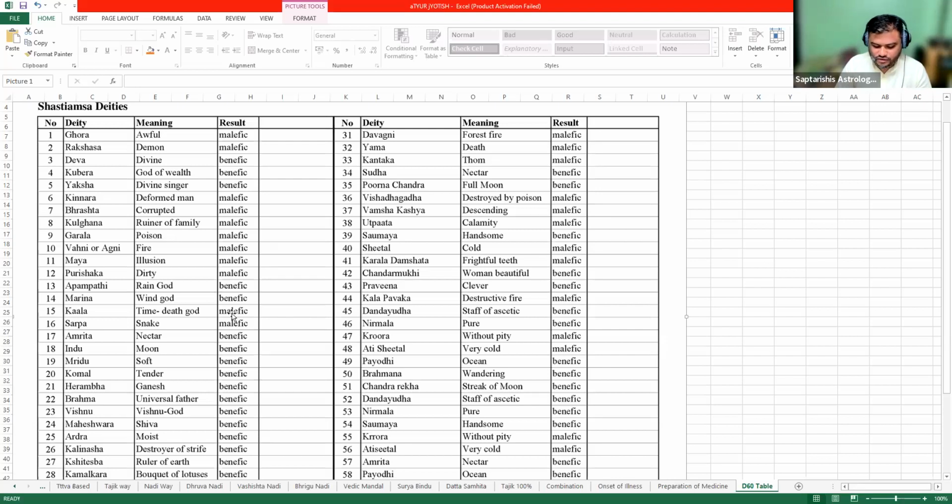No, sir. This is clear. So this is malefic, it means the Kruramsha. It means something is problematic in the Lagna.